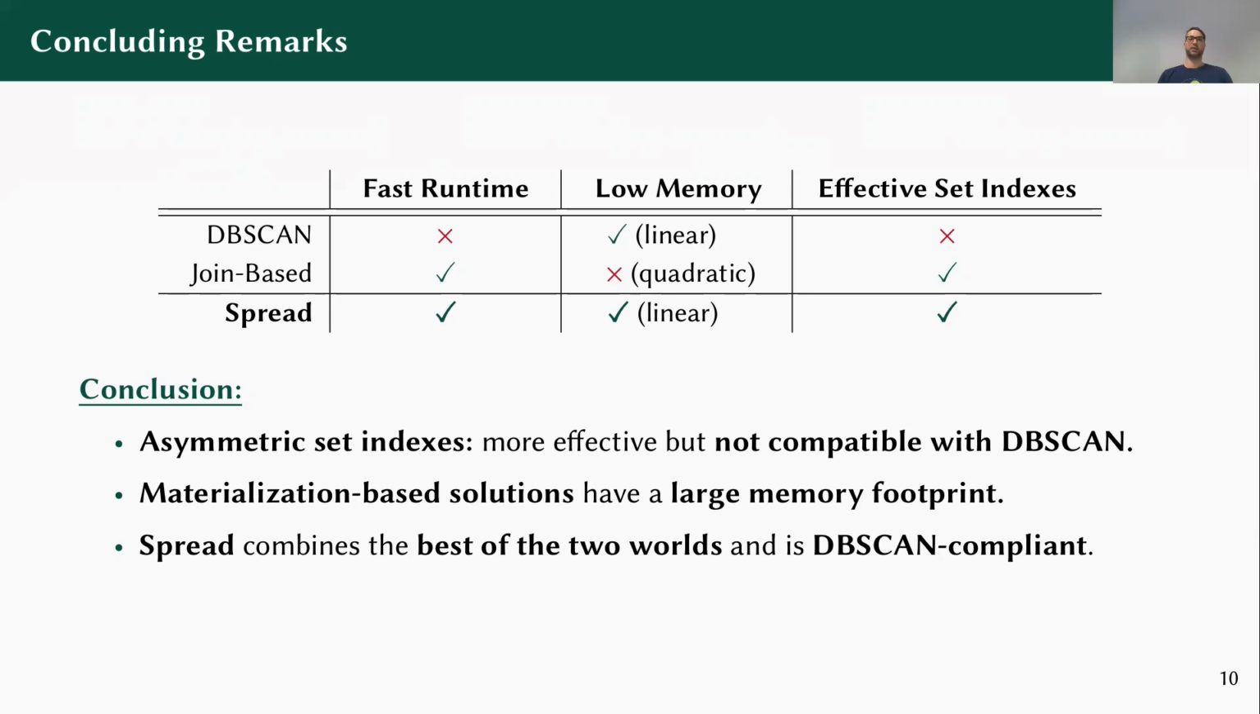We proposed Spread, a dbScan-compliant clustering algorithm that combines the best of the two worlds. Spread imposes a specific processing order, and hence Spread is able to use asymmetric indexes. In our experiments, Spread is as fast as the join-based solution while retaining the memory efficiency of the dbScan algorithm.